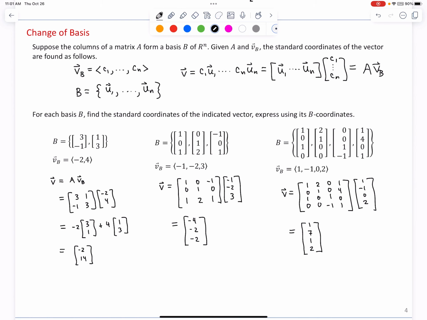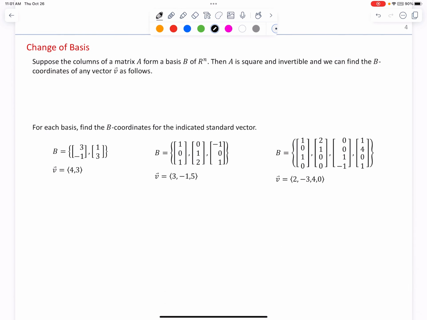All right, moving on to the next page. Again, suppose the columns of a matrix A form a basis B of Rn. Then A is square and invertible, and we can find the b coordinates of any vector v as follows. So we already know that if I want to find the standard coordinates, I simply do the product of the matrix A, whose columns are the basis vectors of B, multiplied by the vector in terms of that basis.